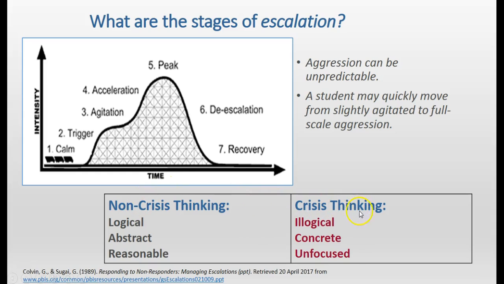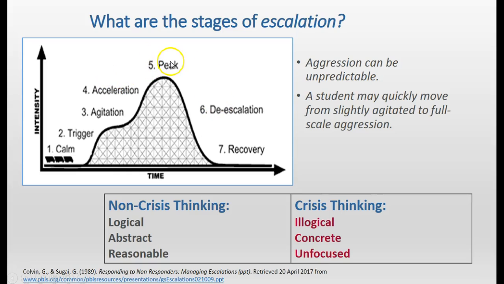Now, when they reach the stage of crisis thinking, these are the individuals probably around steps 4 or 5. Their behavior is starting to become more irrational. Their thinking is more illogical, more concrete. You need to really talk to these individuals or back off in some cases. And these individuals are very unfocused when they're in these stages of acceleration.